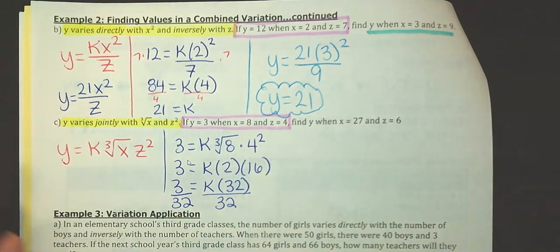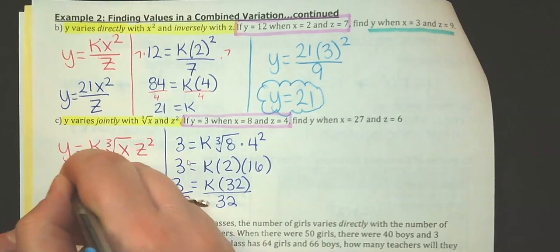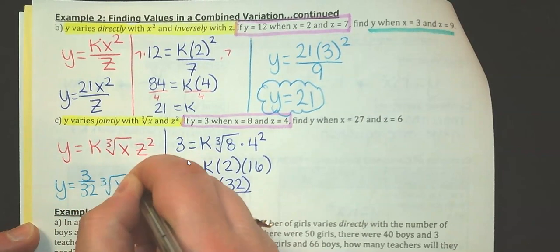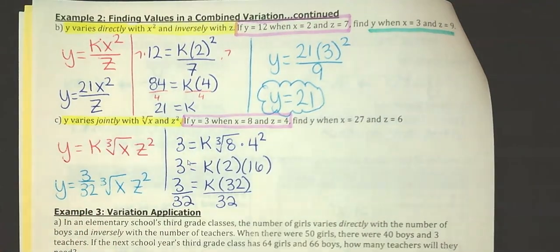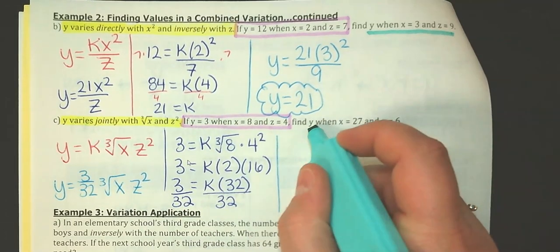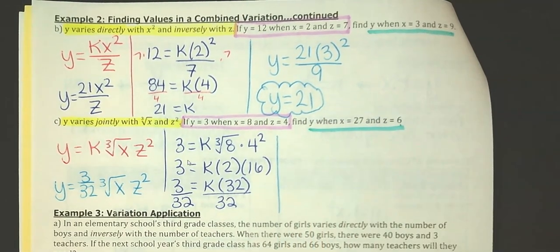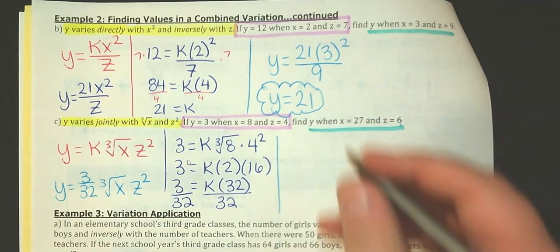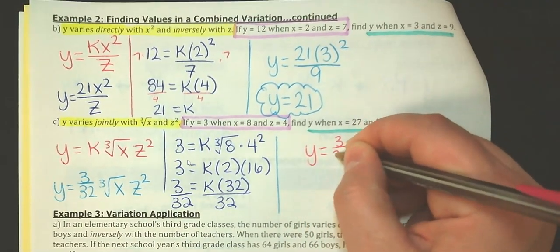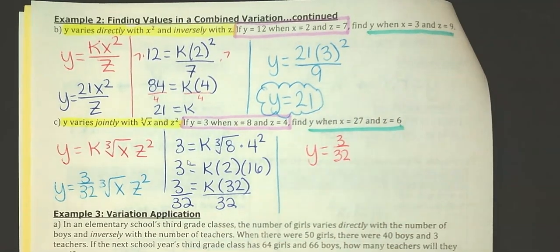It's not a nice decimal, so let me just sub that back in. So our general form here, 3 over 32, cube root of x, and then z squared would be what we would want to plug in for any further questions they're going to ask us. Okay, now, just enough. They're going to say find y when x is 27 and z is 6. So I don't know y. I know the k value, our constant of variation, is going to end up being 3 over 32 for this problem.